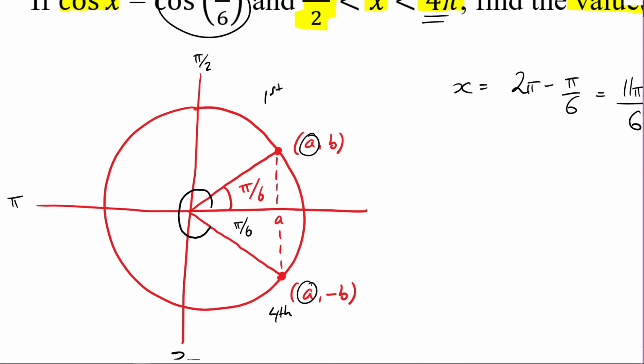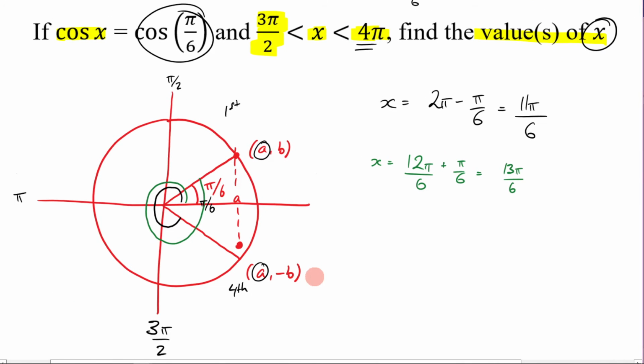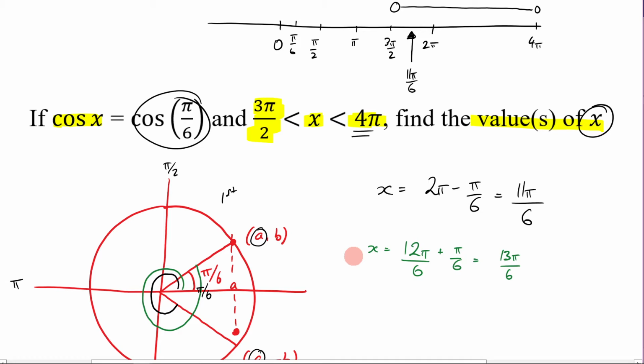But another one of my answers, I'll do this in green, will be going around and then to here. That will be another one of my answers. So this will be x is equal to 2 pi plus pi on 6. Remember, 2 pi is the same as 12 pi on 6, so this will just be 13 pi on 6. That will be another one of my answers. But remember, have we gone all the way yet? No, because if I come up here for a second, we have just found another answer, which would be here. This would be 13 pi on 6.